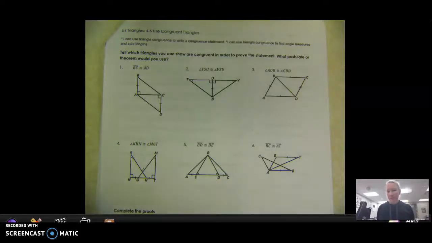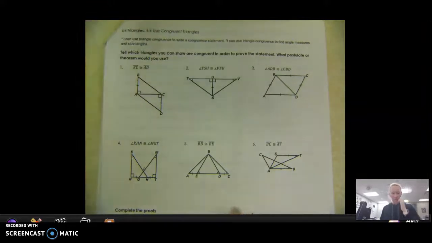All right, so 4.6 notes. These are going to be the last notes before your quiz, okay?